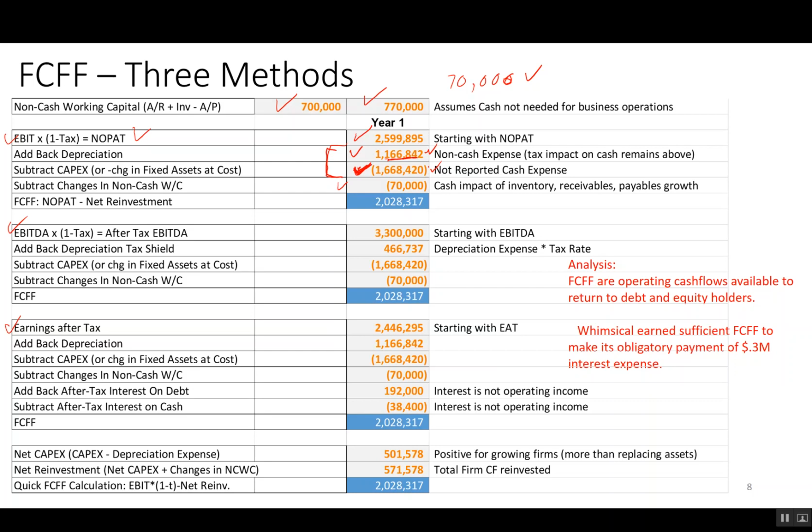Now, when you increase inventory, that's a balance sheet transaction. It's never going to hit the income statement. So that increase in inventory never made it to EBIT. That's why I have to account for it here.